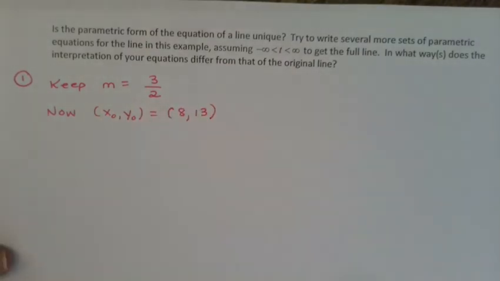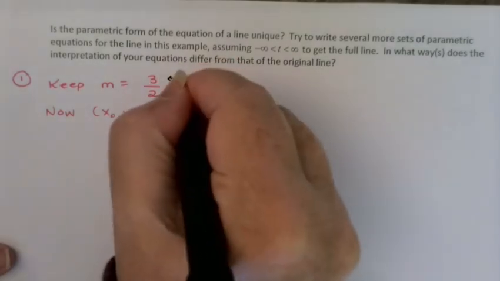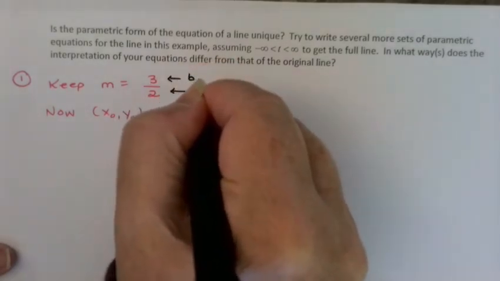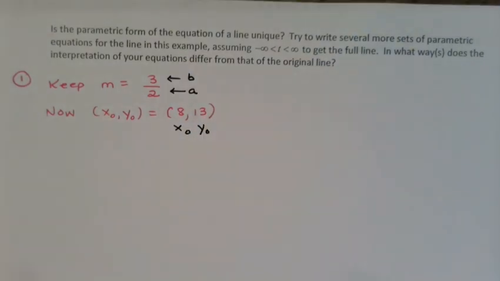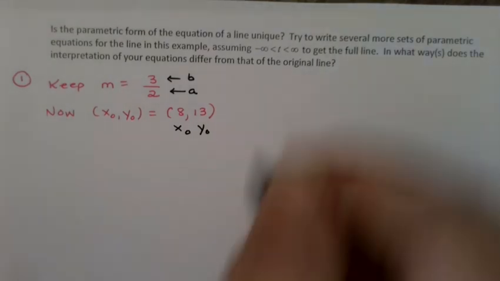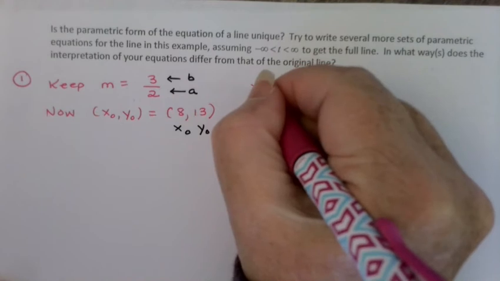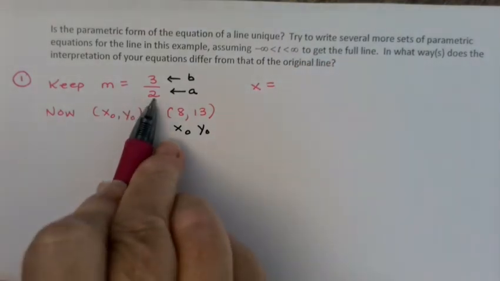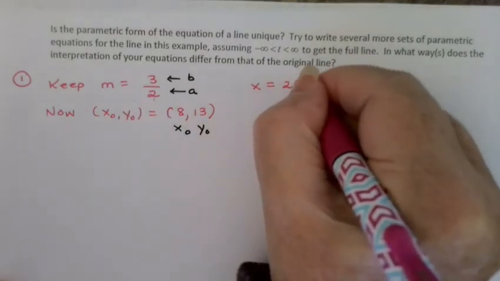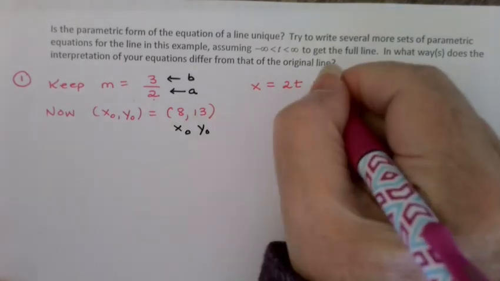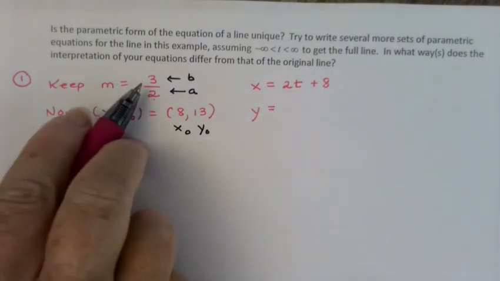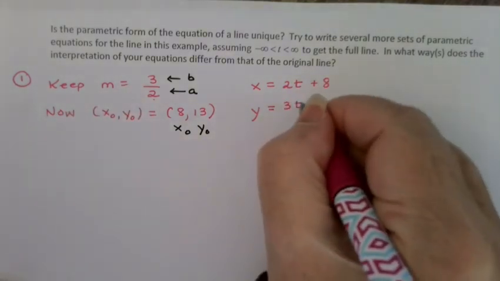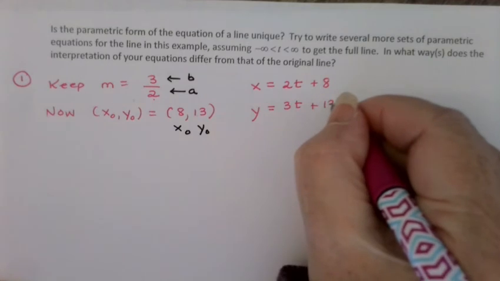Well, what I've done is I've kept the b and the a the same, but I've changed the x naught and the y naught. So when I go to write my parametric equations, it's going to look like x equals a, so still 2t, plus x naught, which is 8. And y would be b, so 3t, plus y naught, which is 13.